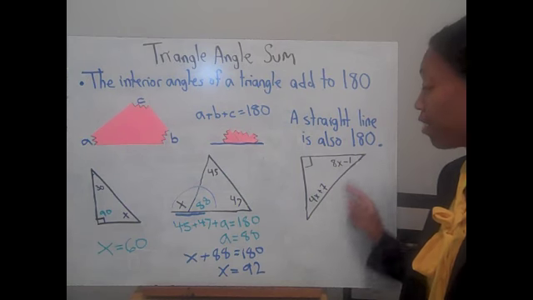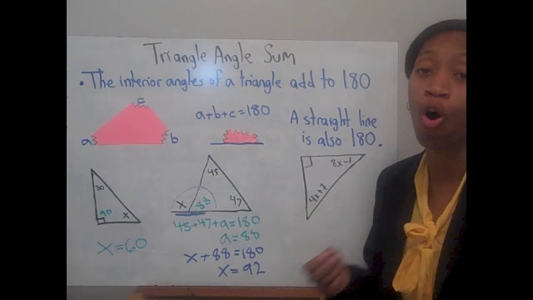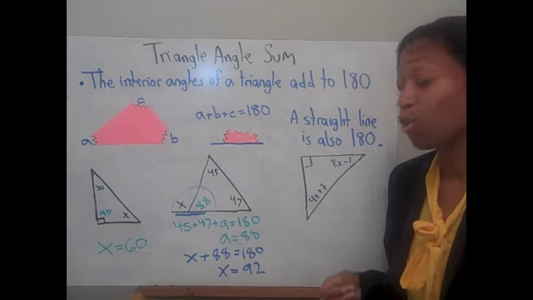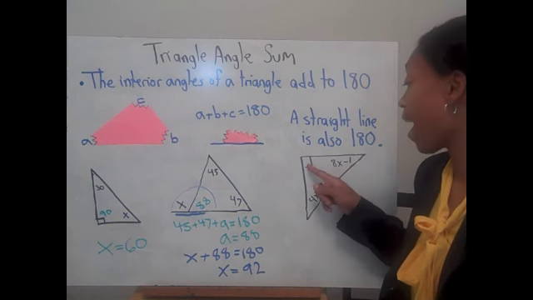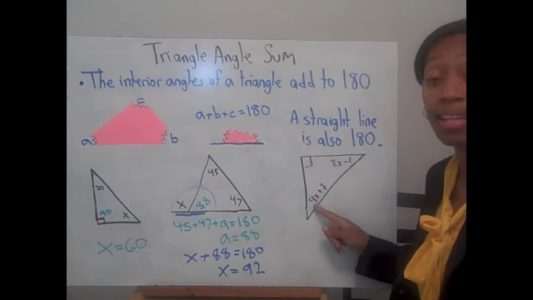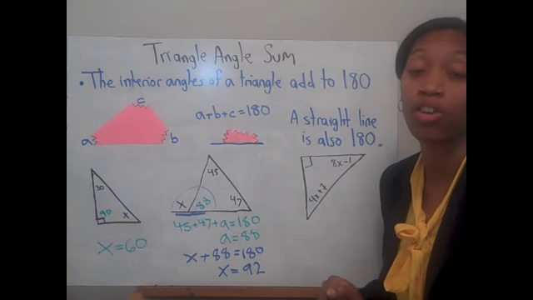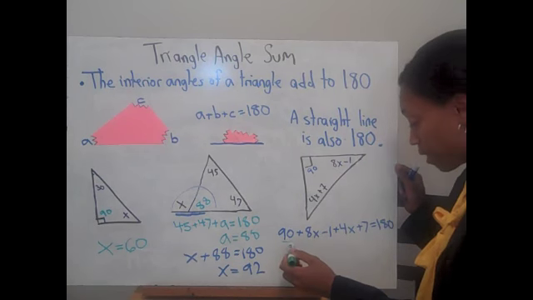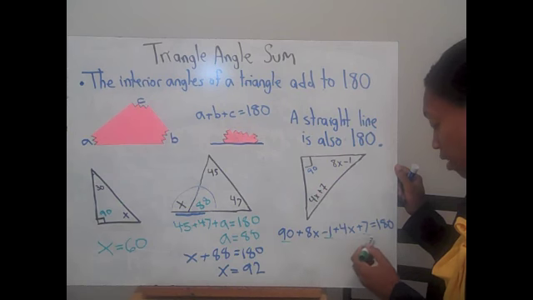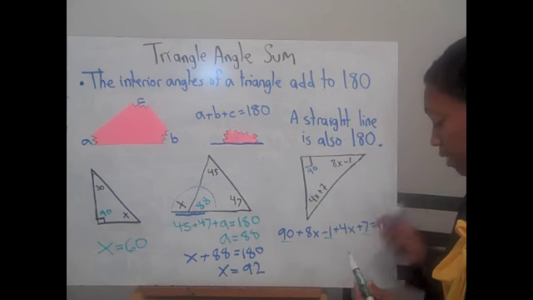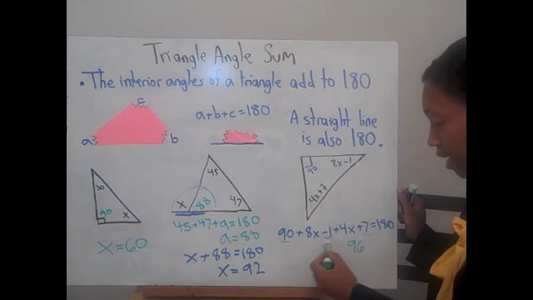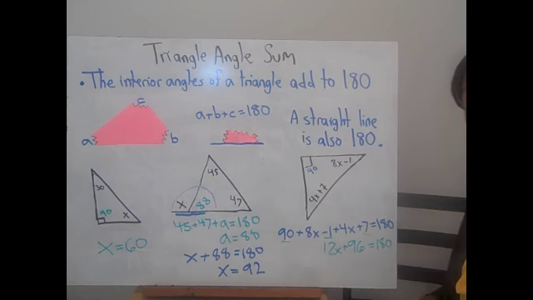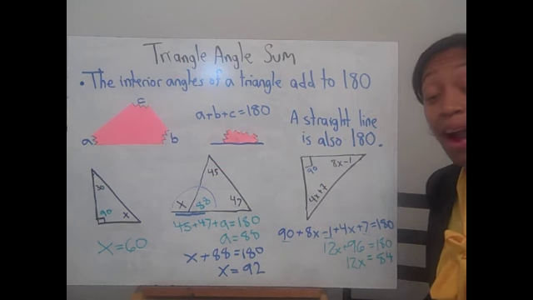Okay, so now we've got these three corners of a triangle, and we know that all three corners add to 180. So we need to write an equation that says add this, plus this, plus this, all three of them equal 180. Alright, now we're just going to combine some like terms. 90 minus 1 plus 7 would be 96. And 8x plus 4x would be 12x. Subtract 96 to the other side, we have 84. And dividing by 12 gives us the final answer of x equals 7.